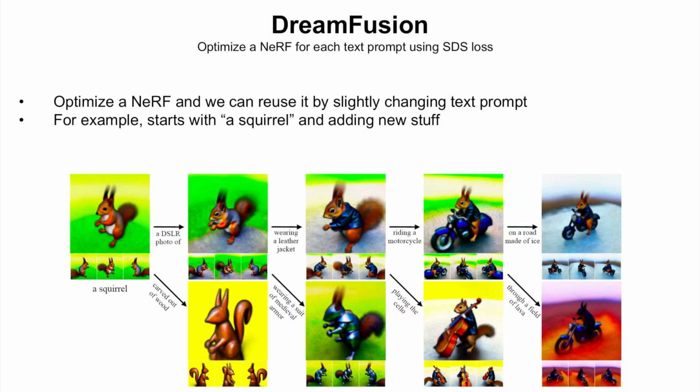But if the text prompt is slightly changed, for example, start with a squirrel, and then, for example, wearing a leather jacket, riding a motorcycle on a road made of ice, it is only slightly changing, right? Then we can reuse the NeRF. We can optimize NeRF with this one, and then reuse the weights of NeRF by changing the text prompt slightly, and keep optimizing. In this way, we can reuse it. But if the text prompt is totally changed, for example, generate an apple and generate a dog, that is totally different, right? In that case, we cannot reuse the NeRF. But if the text prompt is slightly changed, then we can reuse the NeRF weights.